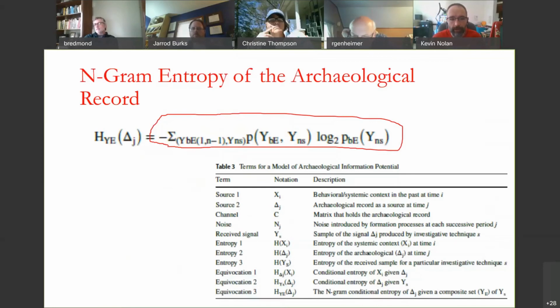And so we can think of this as the received signal that we get being just a sample of each individual part. We keep combining these samples together, and those combinations reduce our uncertainty towards that original uncertainty of, in this case, source 2, the archaeological record.